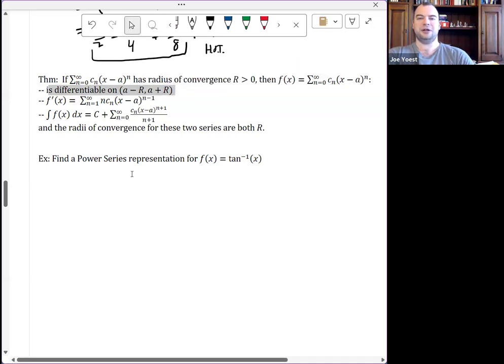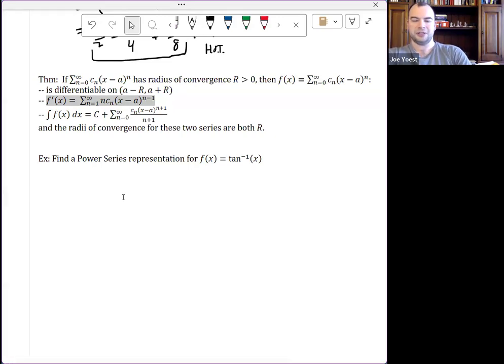that in essence, the power series is differentiable on the open interval of convergence, on a minus r to a plus r. This function is a differentiable function. That's pretty cool. We didn't say anything about derivatives really at all up to this point in our discussion of power series, but we get differentiability out of this theorem. We can actually write out what the derivative is.